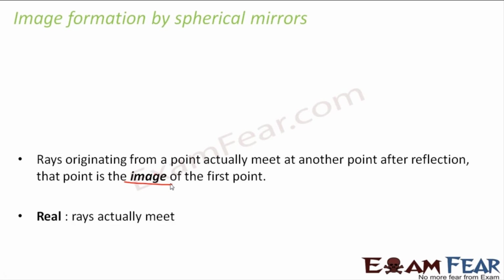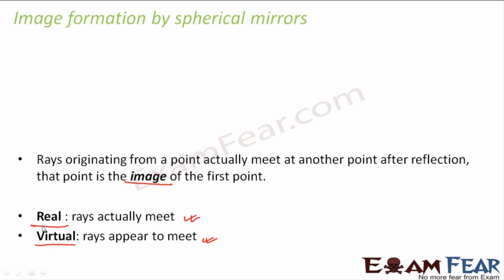Now, there are two different things. There is one possibility that the rays will actually meet after reflection, as you have seen in case of concave mirror. In concave mirror, what happened? The incident rays after reflection actually converged through the principal focus. So if the rays actually meet, then a real image is formed because the rays are meeting really, right? Now, there is another possibility that the rays do not actually meet, but they appear to meet. So in that case, a virtual image is formed.